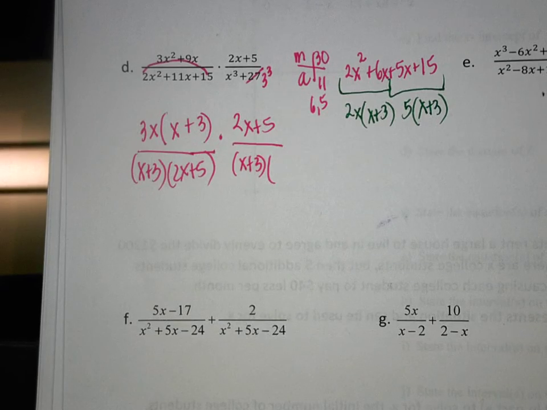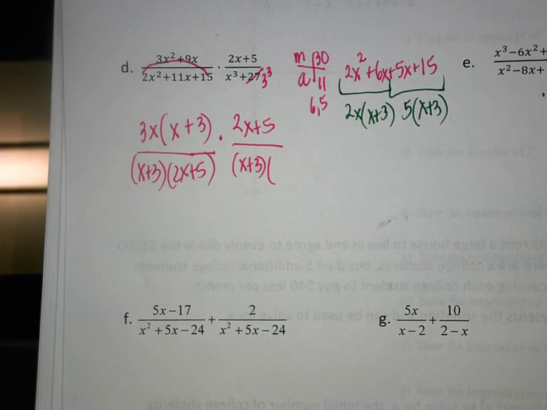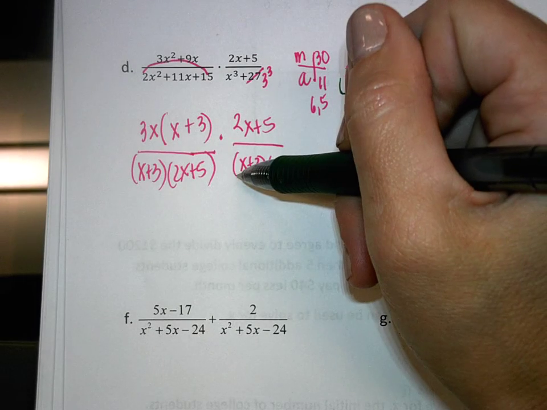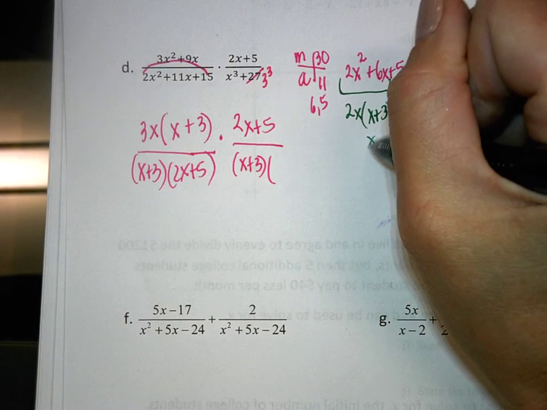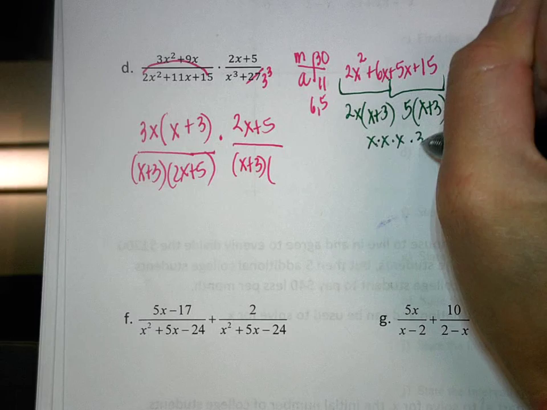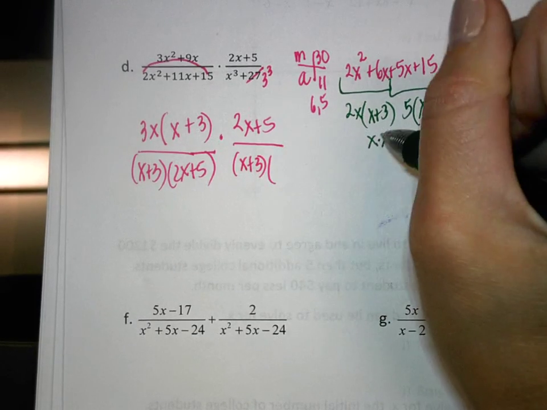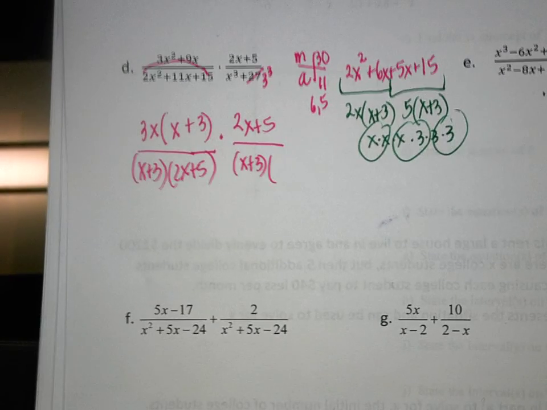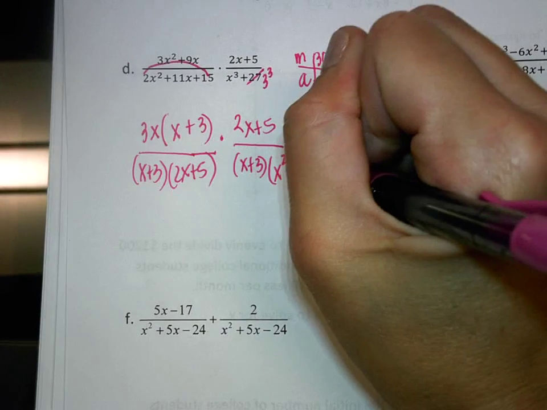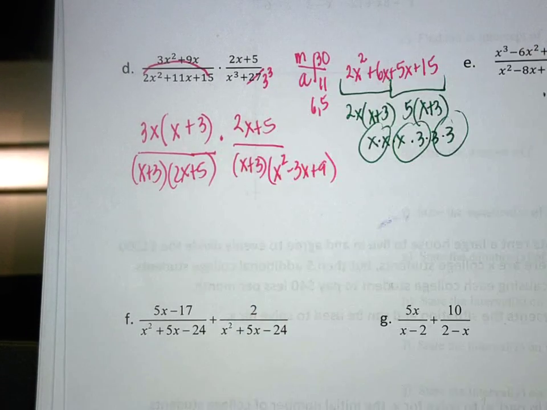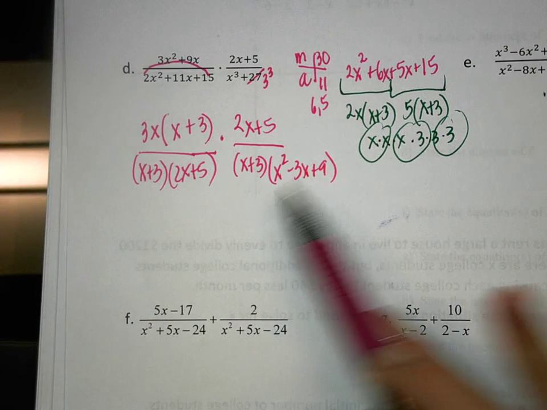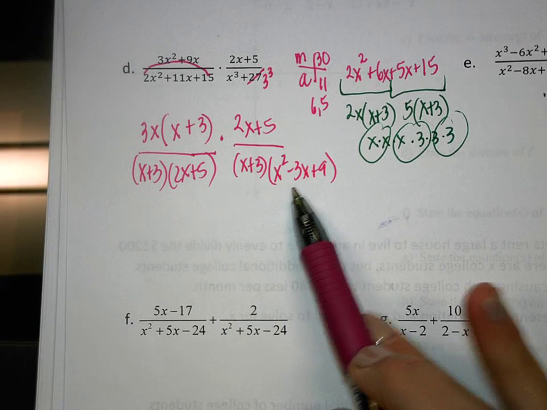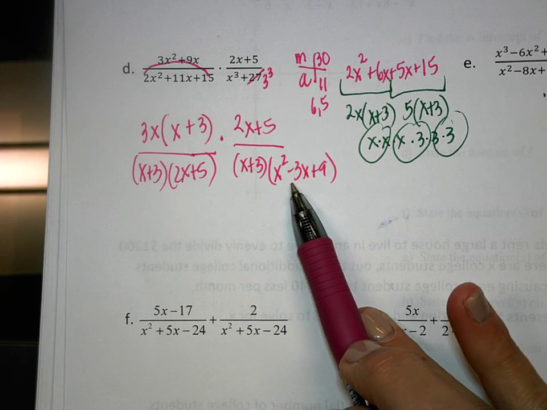Next, what am I going to do? I'm going to write out x 3 times and 3 times. So x times x times x times 3 times 3 times 3. Group them. And what does that parenthesis become? Good. X squared minus 3x plus 9. X times x, x squared. 3 times x, 3x. 3 times 3 is 9. And this is always positive, and this is the opposite.